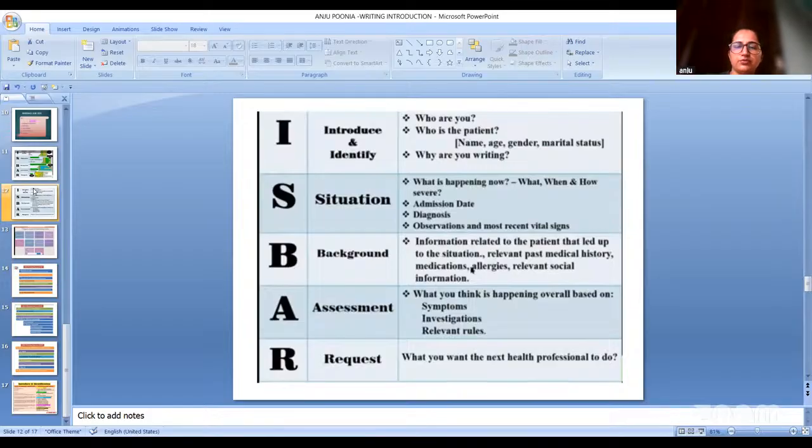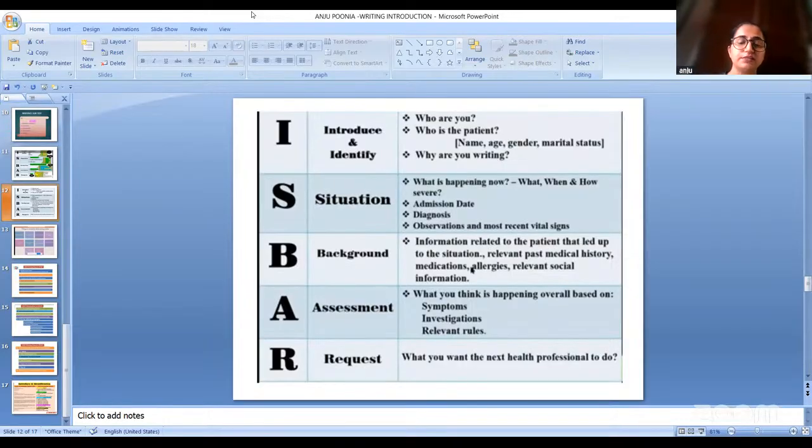I already explained ISBAR. Who is the patient? The name is. Why are you writing? You need to ask yourself this question, and then we easily understand the writing.